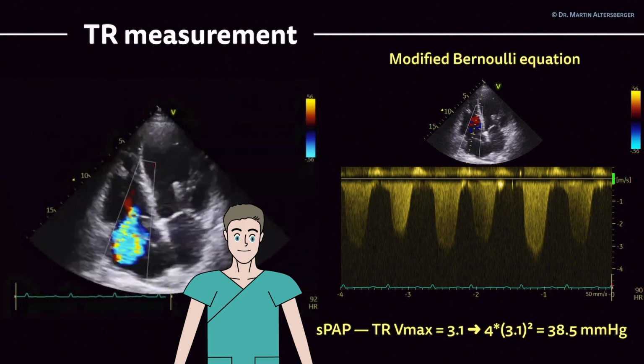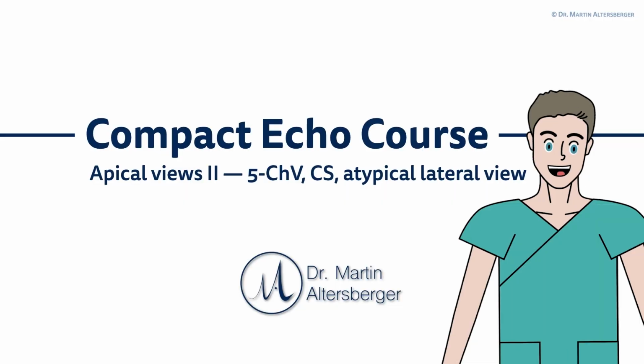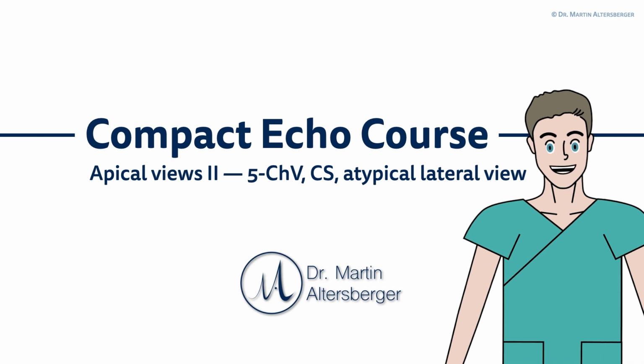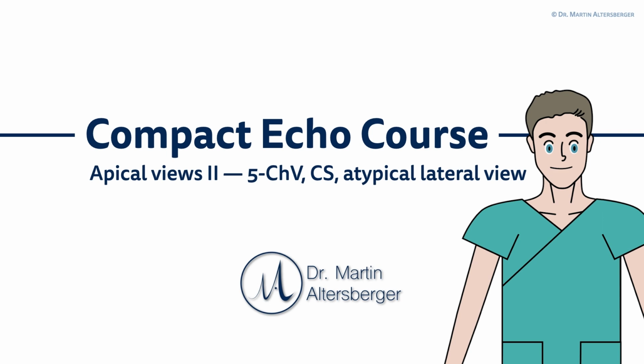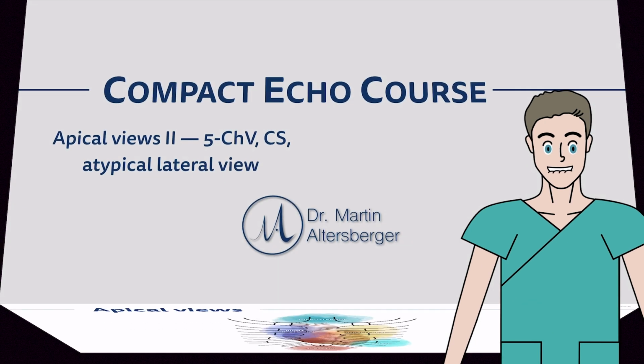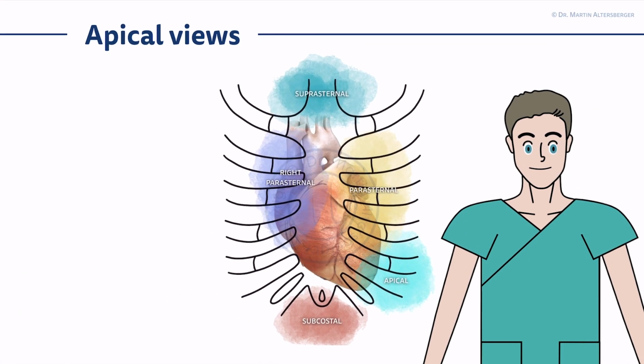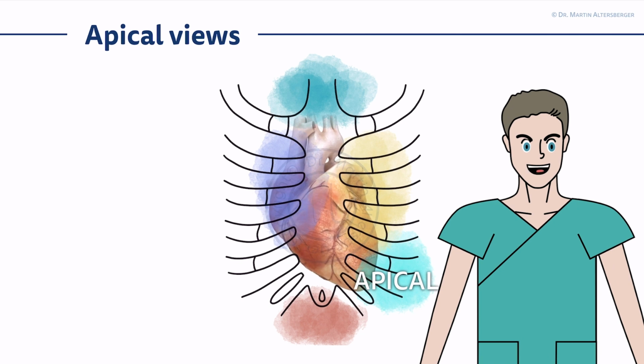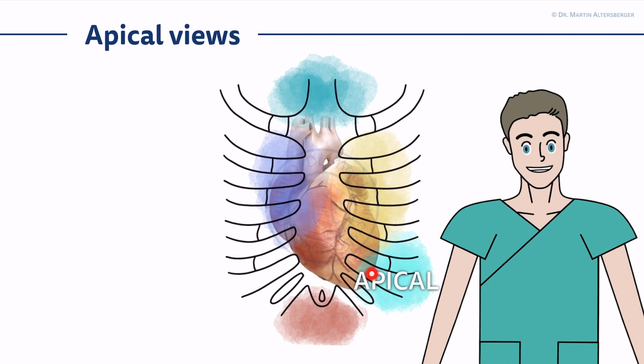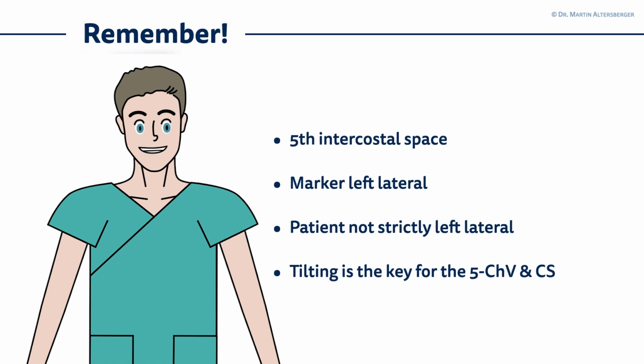When we then know how to acquire the 4-chamber view, it is time to continue with the apical views, with the 5-chamber view, the coronary sinus view, and also the atypical lateral view. The apical views are located at the apex of the heart, so the left ventricular apex in the 5th intercostal space approximately, but it varies.